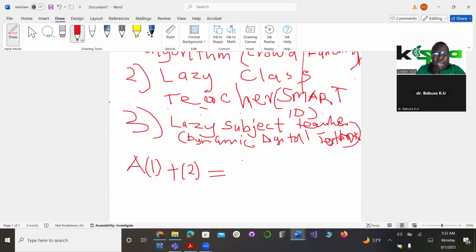Why is this important? This is important because it's going to reduce the cost of high school education. It's going to reduce the shortages of teachers in the country. One teacher can teach in 10,000 schools or in 1,000 schools. Na ni mwalimu moja tu.